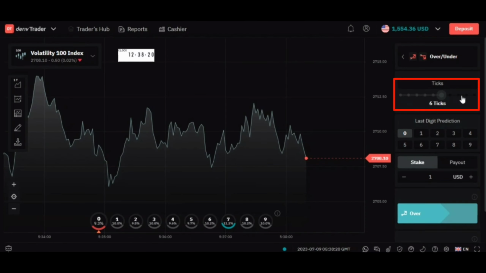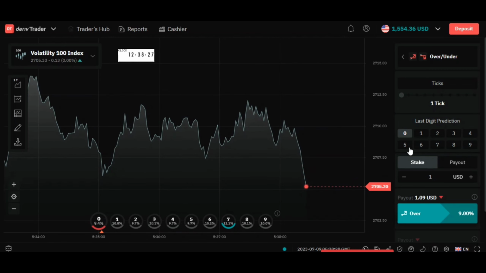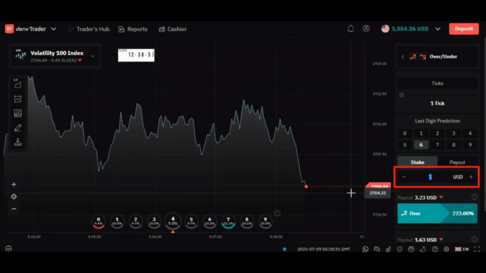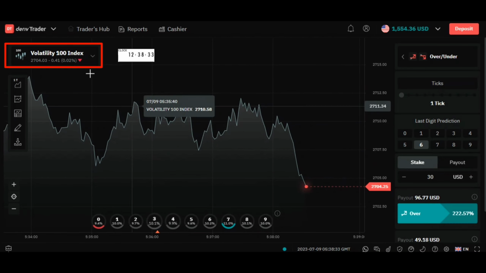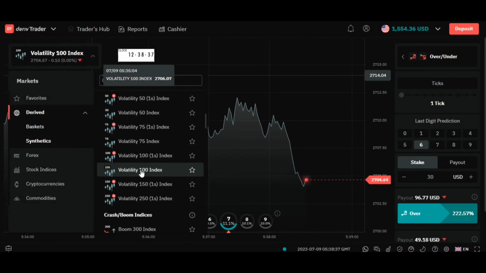The trading limit here, I use a duration of 1 tick. This is the place where you can set the price that you can use in this trade. All markets you can choose and use in this trade.